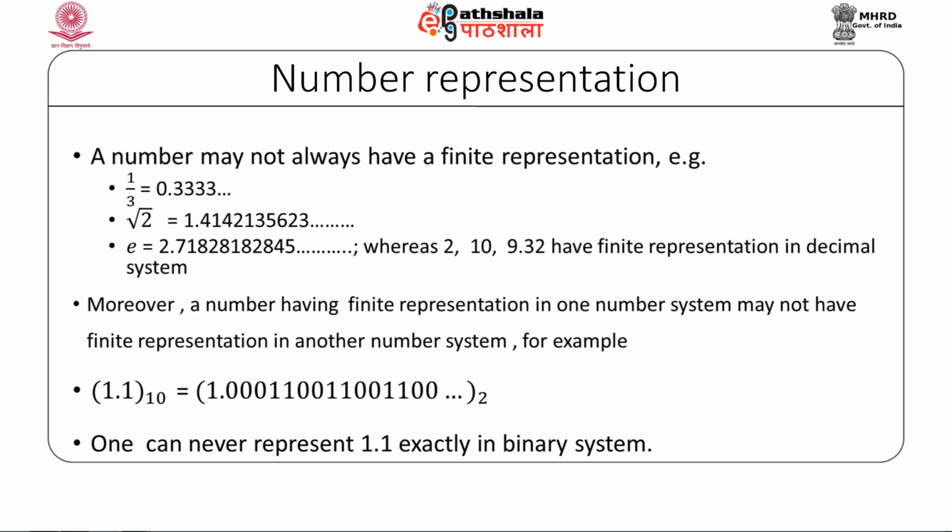So they are not represented by finite precision. But the second point to be noted is, even if a number has finite precision in one particular number system, it need not have finite precision in another number system. For example, 1.1 in the decimal system is 1.1, but if you represent the same 1.1 using base 2 in the binary number system, it goes on 1.0001100110011000, with 1100 recurring, and it does not terminate.